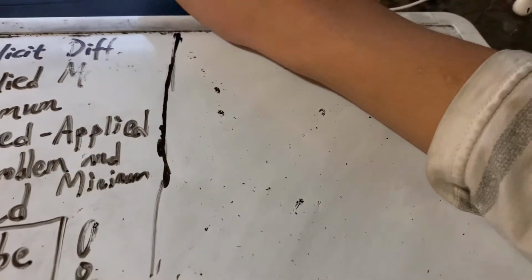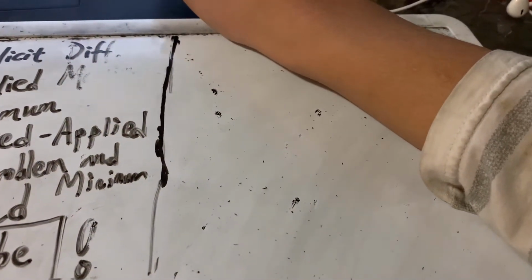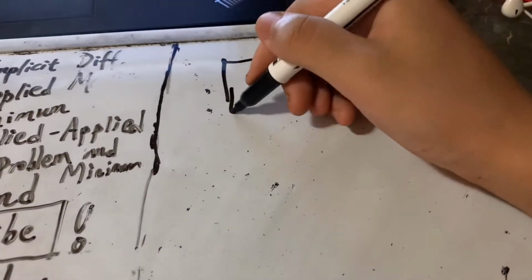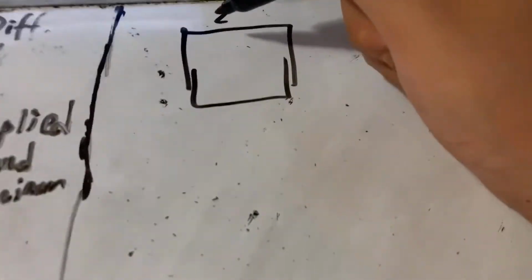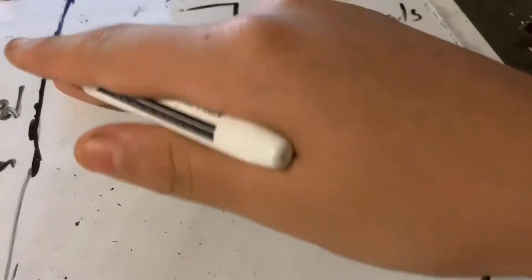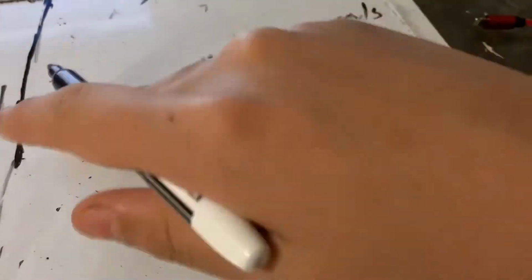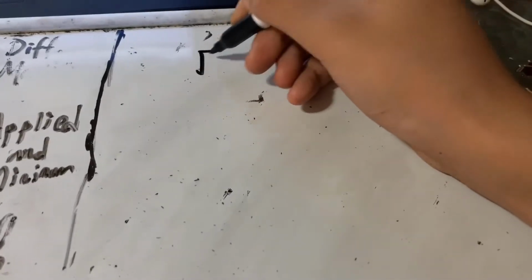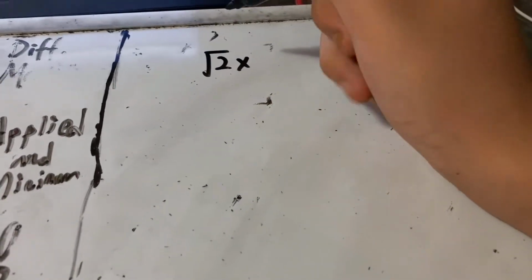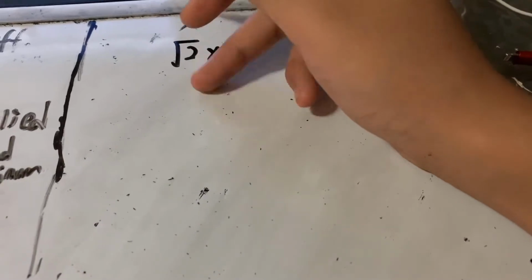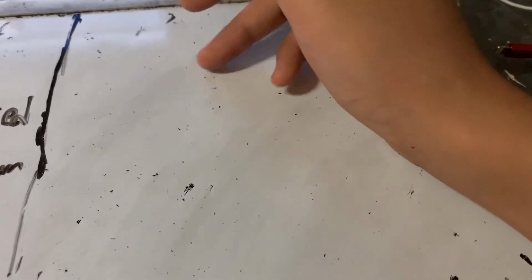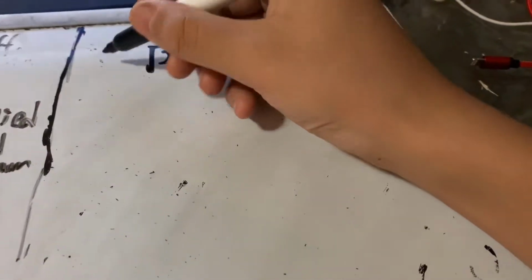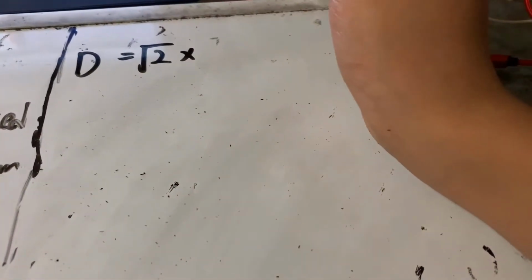Okay. So given this, the sides of the square are growing at a speed of 2 centimeters per second. How fast is the diagonal changing? So we know the diagonal formula, the diagonal is this. Get the diagonal formula here.